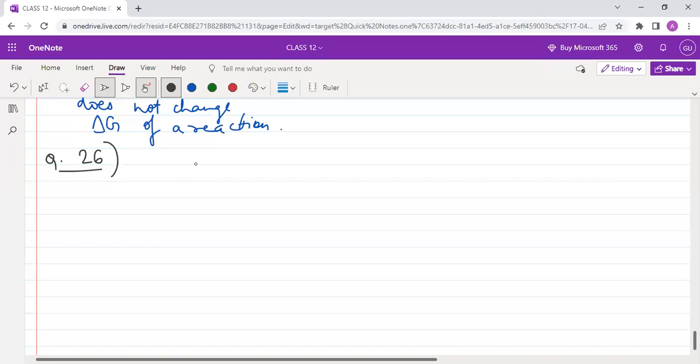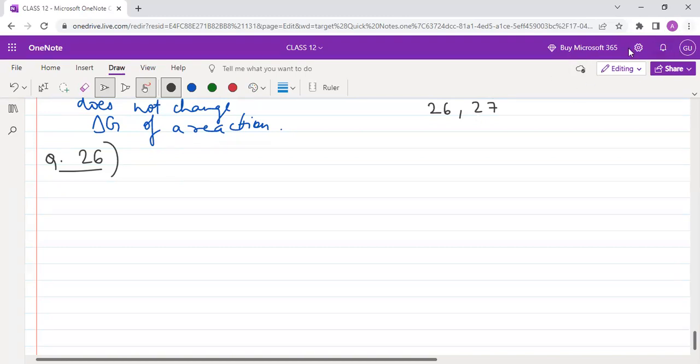Next is question number 27. So in that also the rate constant is given. An equation is given in terms of log K. We have discussed this type of equation, right? So in this question, you have to calculate again the activation energy for the reaction. Okay.